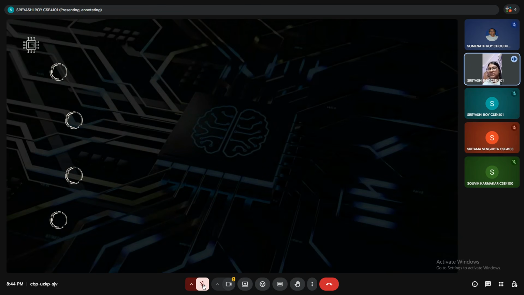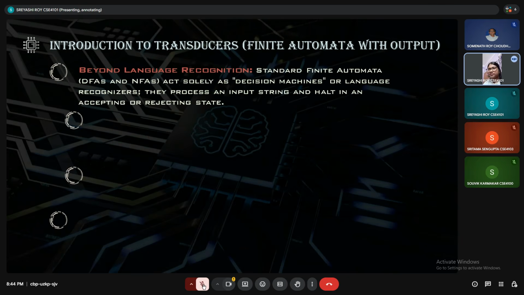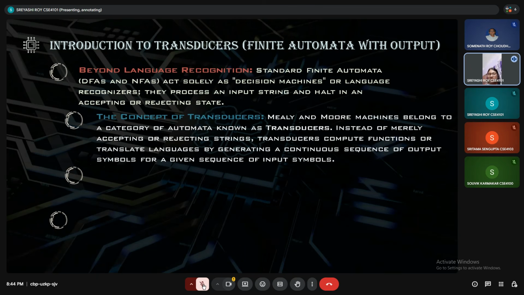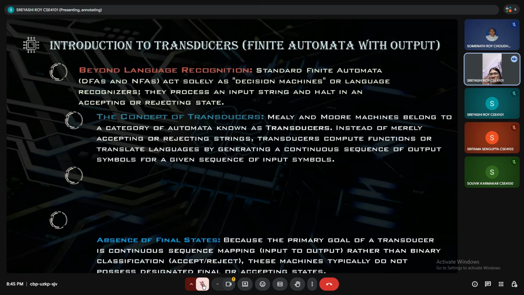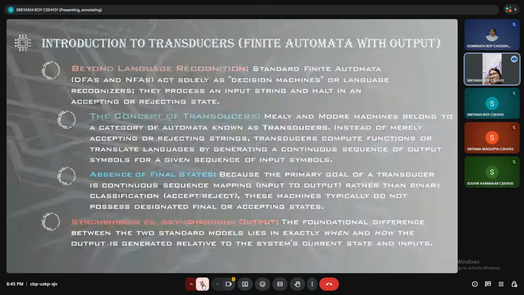Now, starting with the first one, introduction to transducers. Today I will present on transducers. We know that DFAs and NFAs are decision machines that accept or reject strings. Transducers are different. They generate a continuous sequence of output symbols while reading the input, because the main goal is continuous mapping. These machines do not have final or accepting states. The two main types are Mealy and Moore machines.